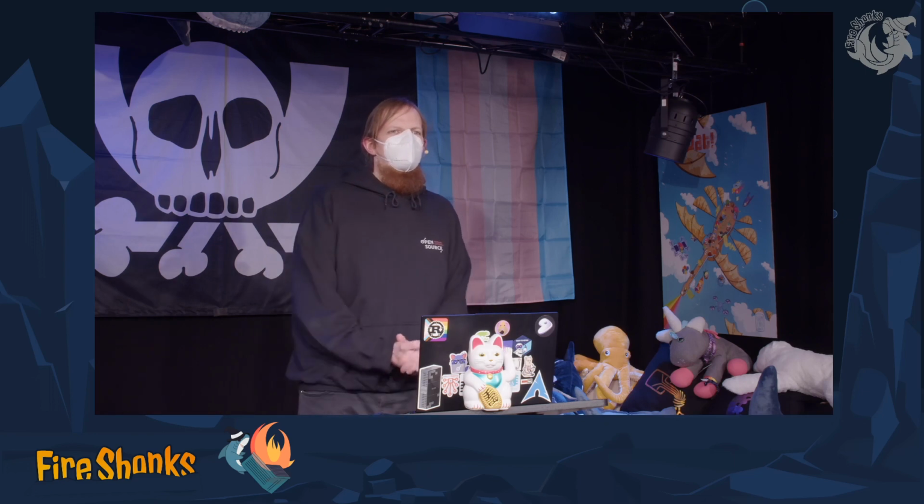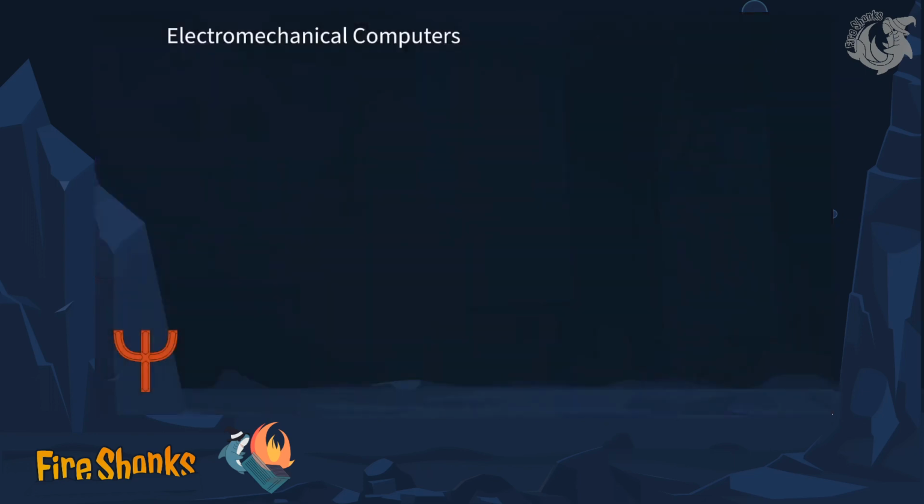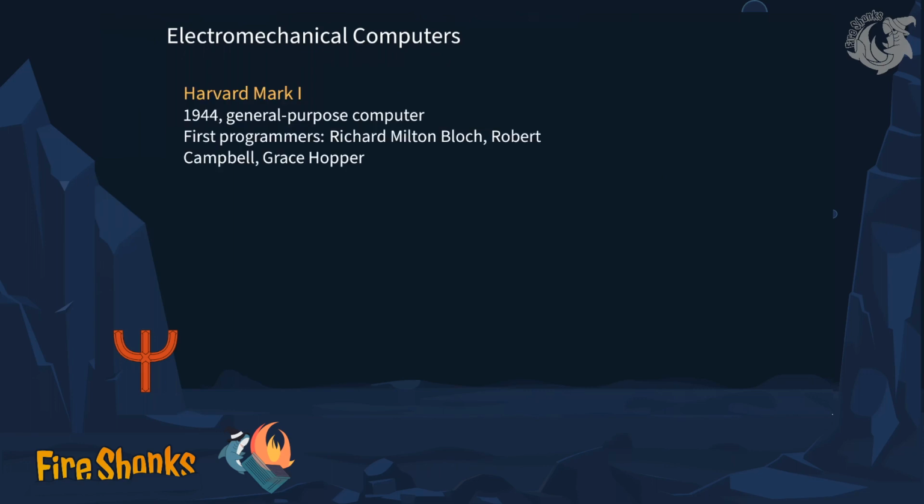And now, I will take a few steps back. How did we get to even having these computer things? That actually started a long time ago in the 1940s. There were the first electromechanical computers that were built. The Harvard Mark I, for example. Maybe you know the place Harvard.